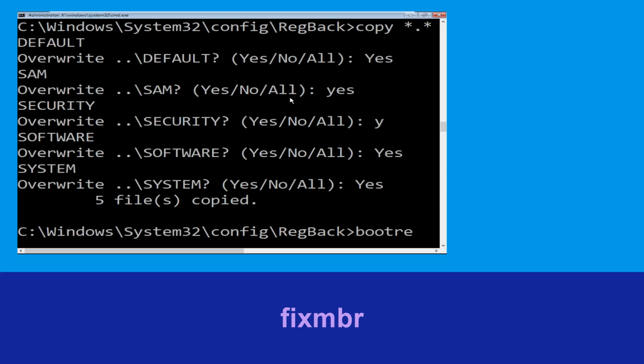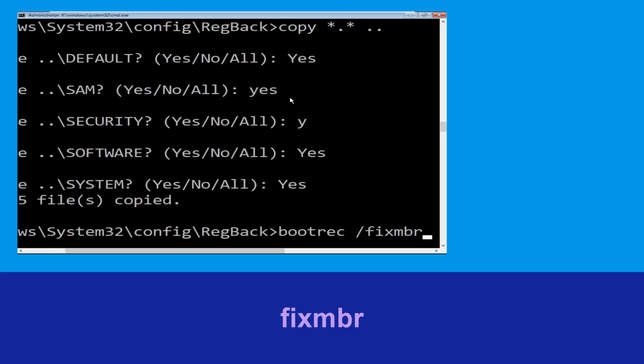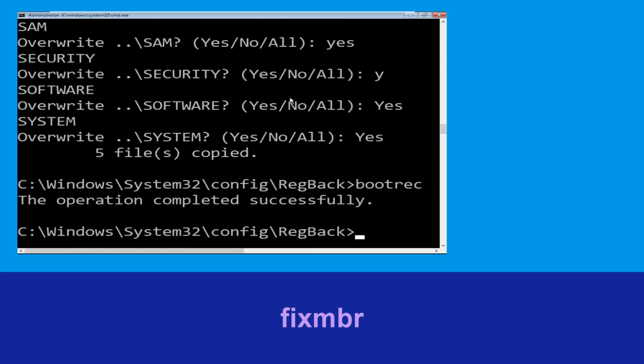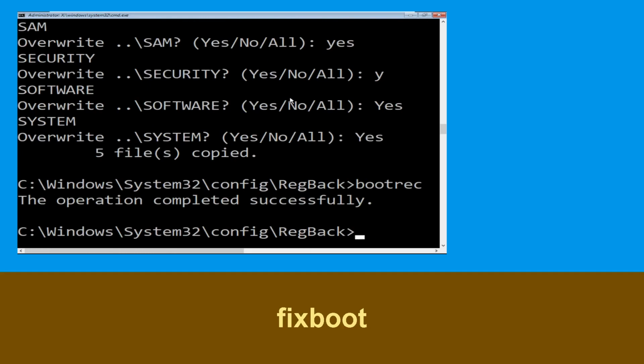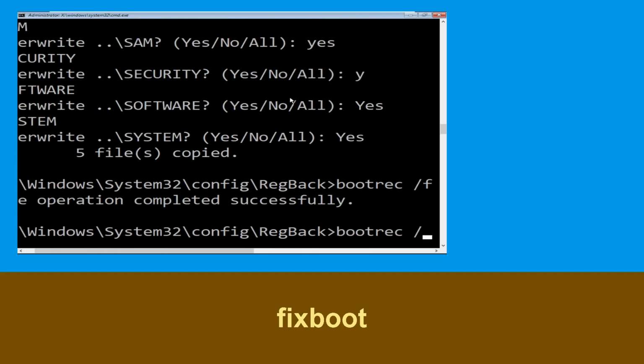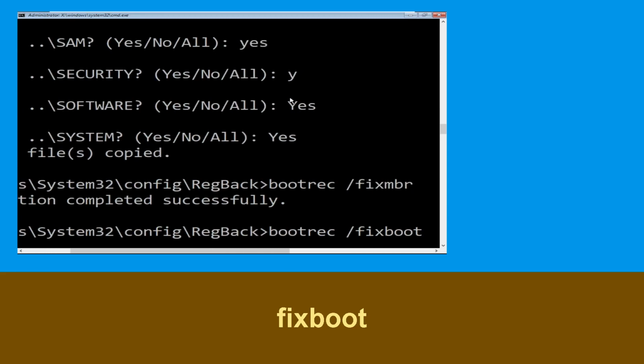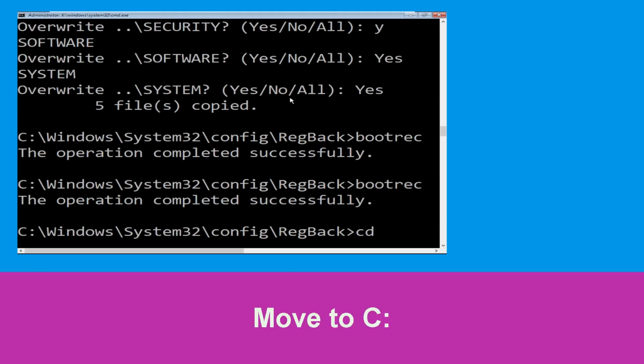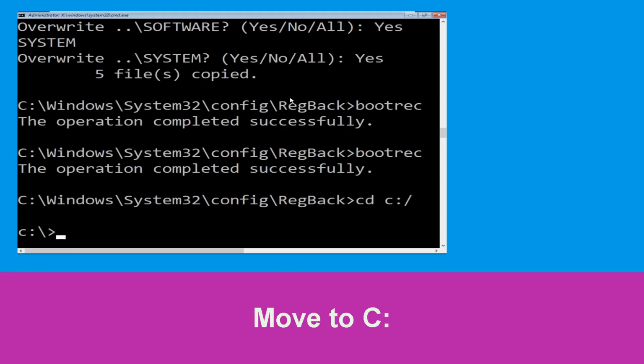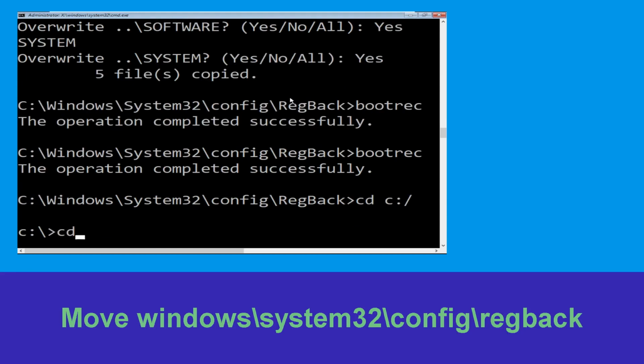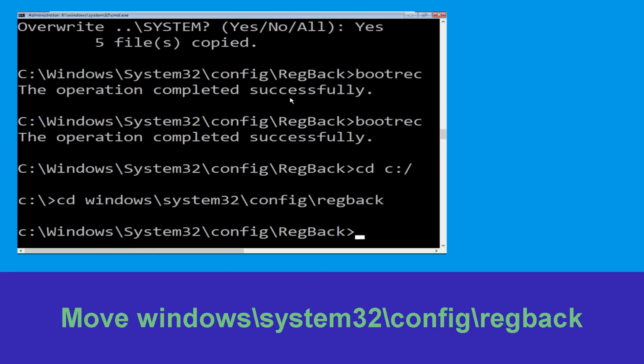Now type bootrec space /fixmbr and simply hit enter. Type bootrec space /fixboot and hit enter. Now execute this command. cd space C : /. Now execute this command. Type cd space Windows /System32 /config /regback. Then simply hit enter to execute this command.